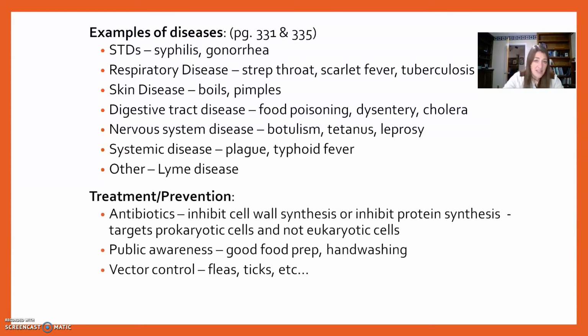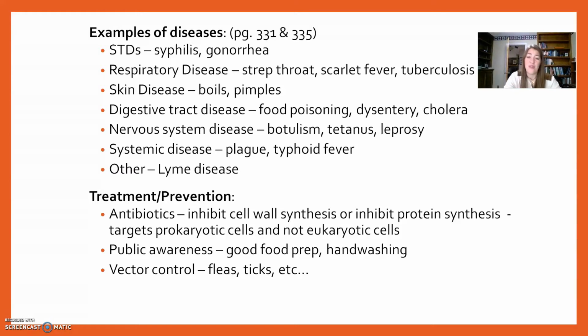And so the best treatment and prevention. Treatment would be antibiotics. These inhibit the cell wall, and specifically the peptidoglycan, from being synthesized, or they inhibit protein synthesis. It targets prokaryotic cells and not eukaryotic cells. So antibiotics can differentiate between that because of the different chemicals and how we know what the structure is of the bacterium.